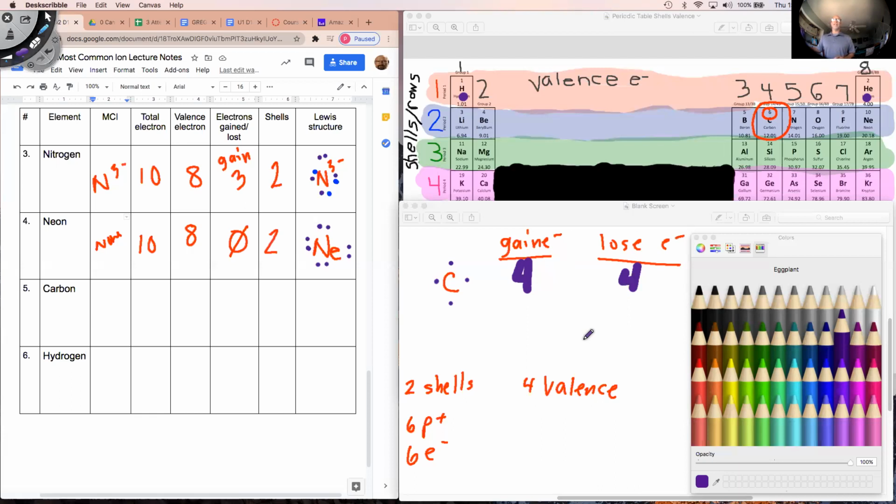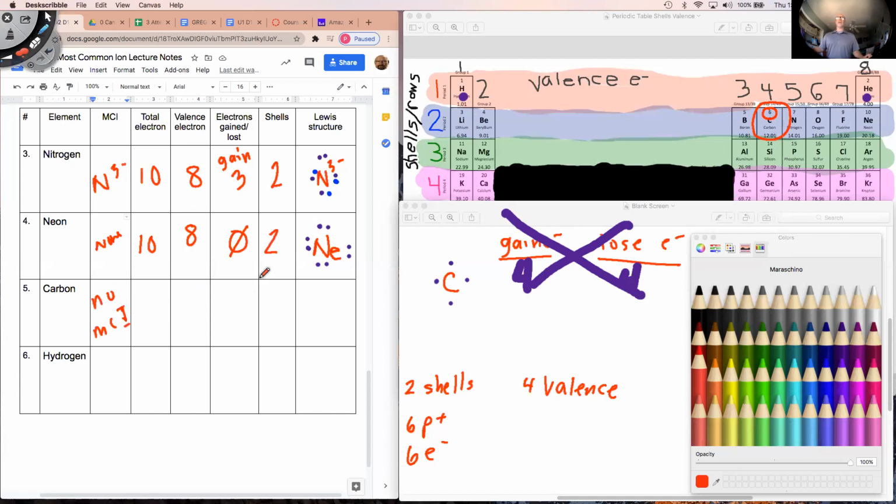So if you ever see something that has an equal number of electrons possible to gain as lose, which would be silicon, germanium, and the other ones that are down here, because these are all the ones that have 4 valence electrons, there is no most common ion. Okay? It doesn't turn into an ion. So it has no most common ion. So it has no MCI. Okay? Should be a capital I.